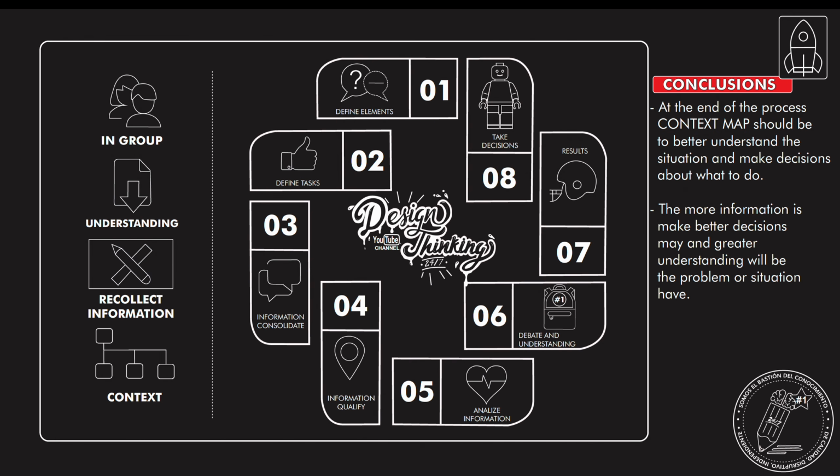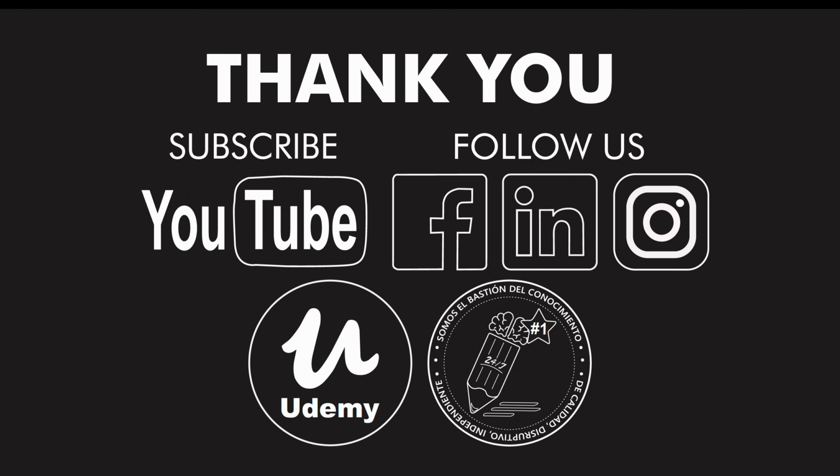As a conclusion, we can say that at the end of the process, the context map should be a tool that gives us a better understanding of the situation and helps us make decisions related to the development that we are making. The more information we have, the better decisions we take, and it allows us to understand everything better, focusing on solving the problem that we're working on.